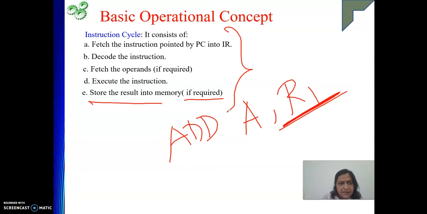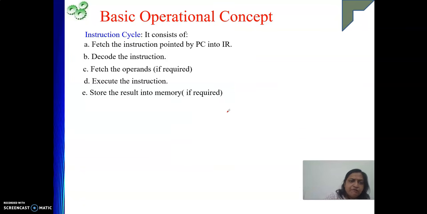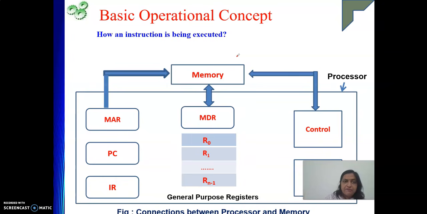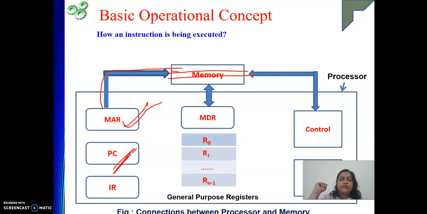Understand? Next, we will elaborate the first step: fetch the instruction pointed by PC into IR. Please see our previous diagram. Where is the instruction? It is there in the memory. Who can point to memory? MAR can point to memory. But who has got the address of your instruction? PC, the program counter. Program counter holds the address of the instruction that you are going to execute next. So PC has got the address.